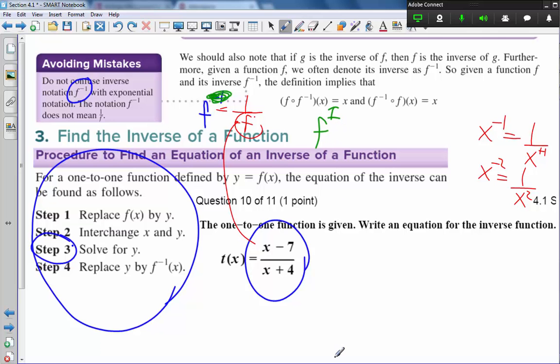F inverse. Or maybe type in 3 letters, F, I, N, V. That's a better choice. Again, call it anything you wish, but not reciprocal. It's not reciprocal, okay? So once we find the inverse, we will call it by this notation. But that doesn't mean it's the reciprocal of this, because the reciprocal of this is x plus 4 over x minus 7. That's it. You flip it and you're done. It's not inverse. Reciprocals and inverses are different.